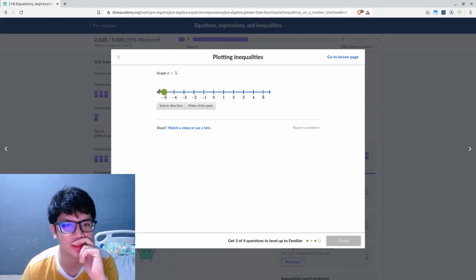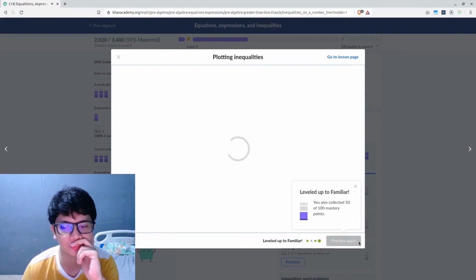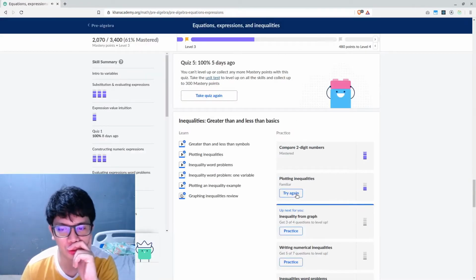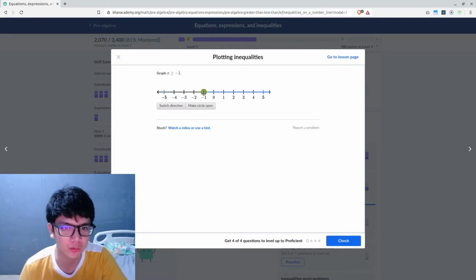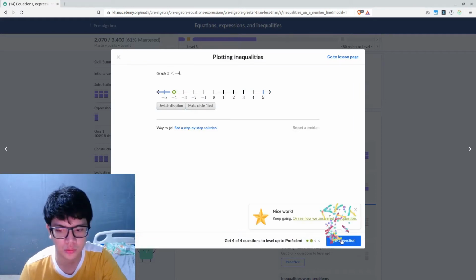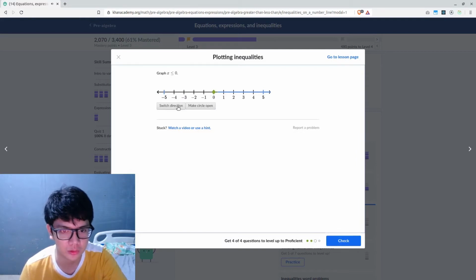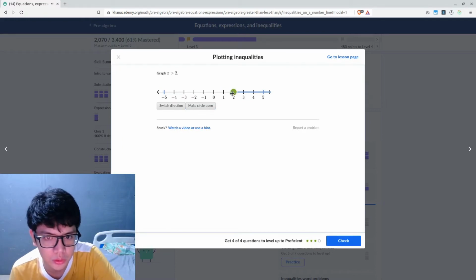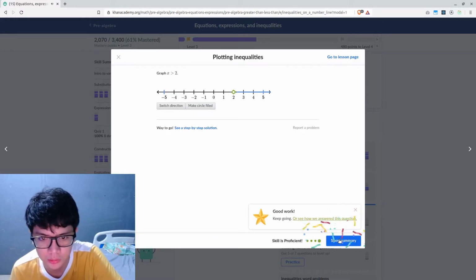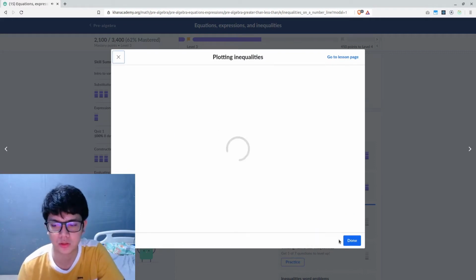These are the numbers less than 5. Switch direction, not including 5. Okay, graph x is greater than or equal to negative 1. Okay, cool, that makes sense. Less than 4, negative 4. Switch direction. Less than or equal to 0. Okay, cool. Greater than 2, it's an open circle. Okay, cool, makes sense.